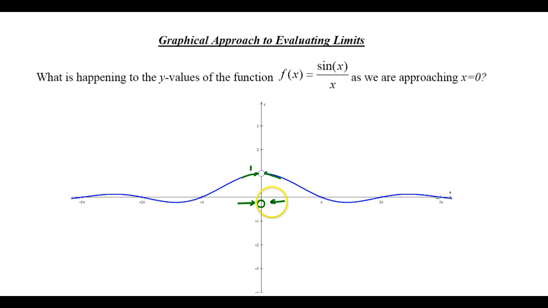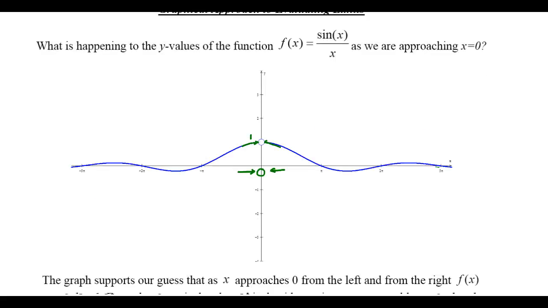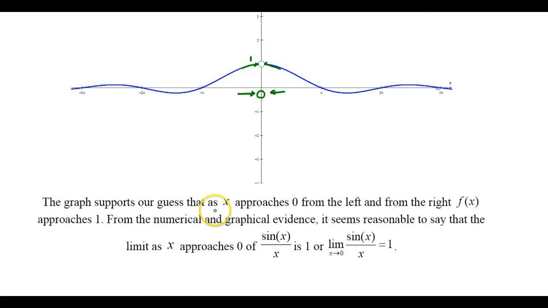So it looks like as we get close to 0 from both sides, our function is approaching, or getting closer to, 1. So what can we conclude? This graph is going to support our guess that as x approaches 0, from the left and from the right side of f of x, we approach 1. So from the numerical and the graphical evidence, it seems reasonable to say that the limit as x approaches 0 of sine x divided by x is 1. So in limit notation, the limit as x approaches 0 of sine x divided by x equals 1.